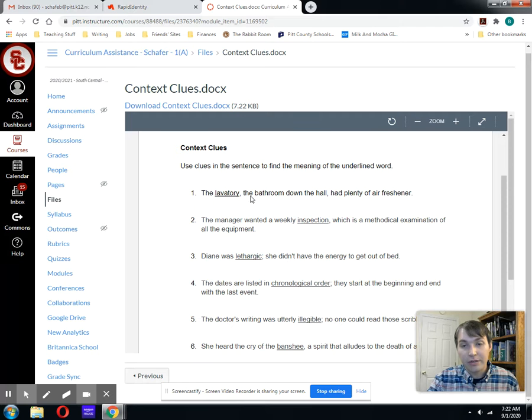The lavatory, the bathroom down the hall, had plenty of air freshener. Well, in this case, I can look at this comma and I can just about say "or," because the comma is giving me a hint that what comes after it is going to tell me more about what lavatory means. The lavatory, or the bathroom down the hall. So right there, I can see lavatory, look at the comma, what comes right after it is going to be our definition. So if I were going to answer this, I would say the lavatory means the bathroom.